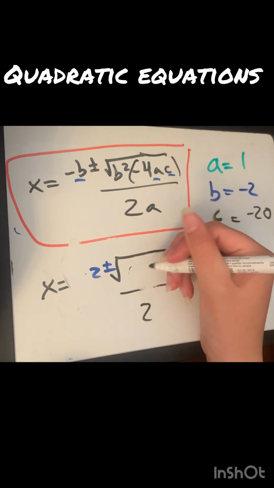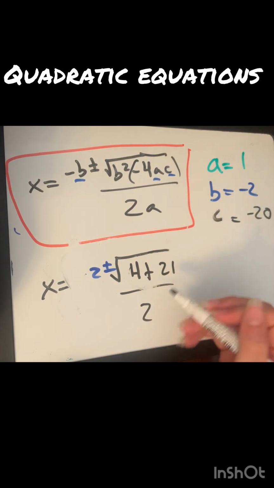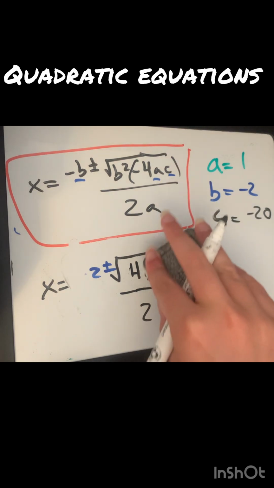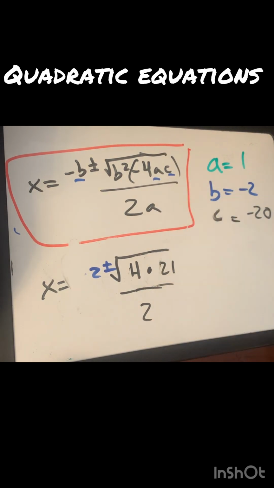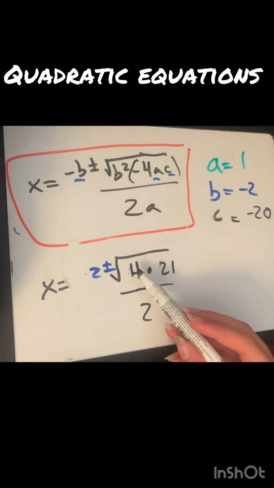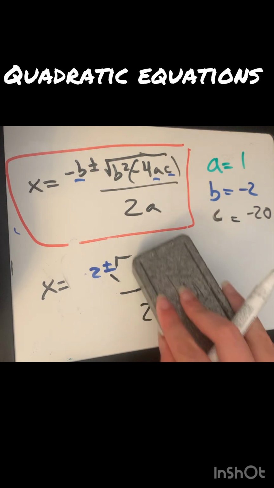So I was there, but I just made a little mistake. I had to add them first. So it's 4 times 21. So 4 times 21 equals 84. But 4 can be square rooted. So the square root of 4 is 2.